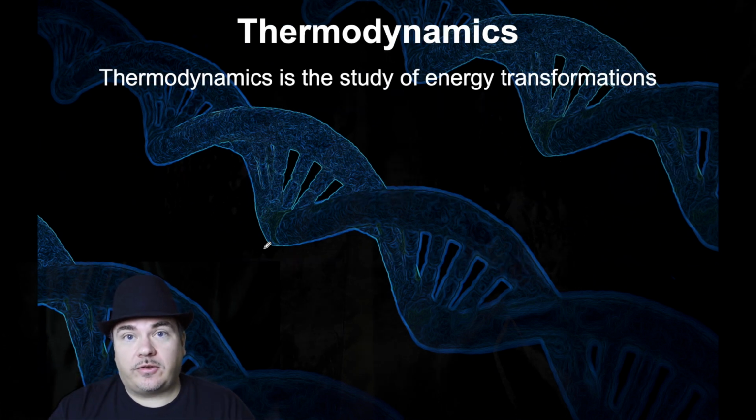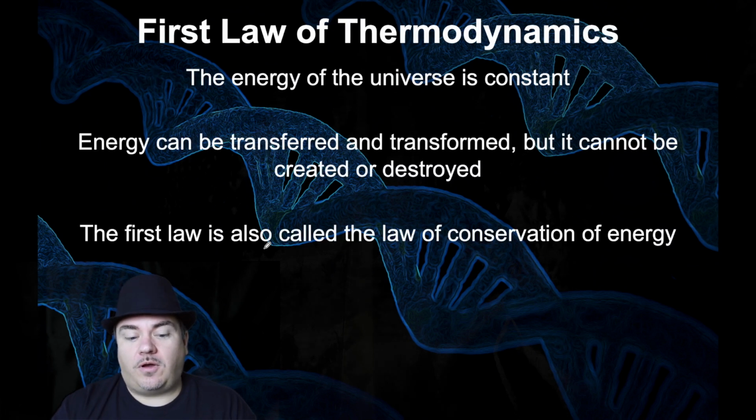So the study of energy transformations is known as thermodynamics. And with thermodynamics, there's a couple of laws that go along with it. The first law of thermodynamics states that the energy of the universe is constant. In other words, the amount of energy does not change. We have the same amount of energy right now as the universe has always had and as the universe will always have. Okay, so the energy of the universe is constant. Another way of saying this is energy can never be created or destroyed. You can't create energy and you cannot destroy energy.